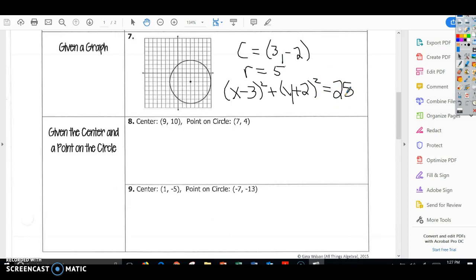All right, so what are we going to do if we have a center and a point? Okay, the center and a point. If we have a center and a point, we can use the distance formula in order to find the distance from the center to any point on the circle. If we do that, then we're actually finding the radius. Okay? So we're going to use the distance formula.